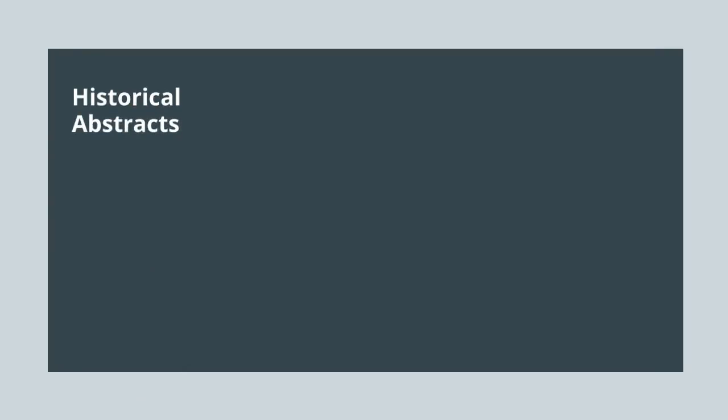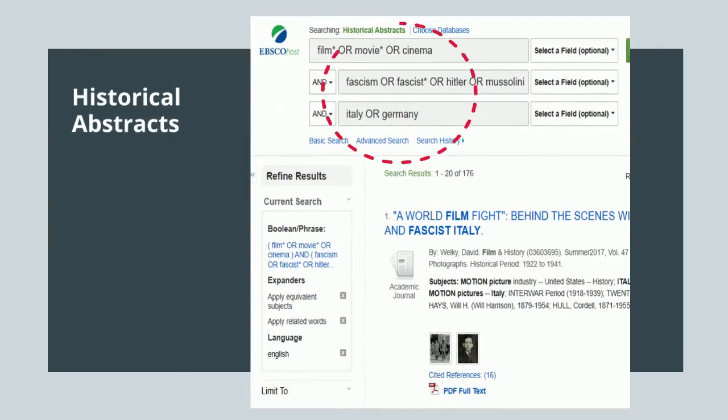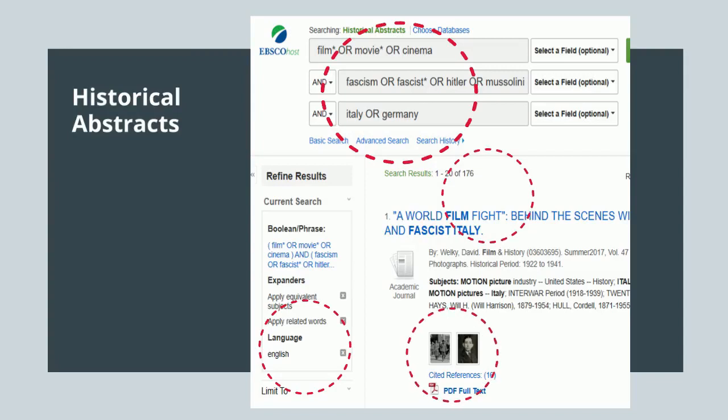In Historical Abstracts, the same search strategy can be used. Limiting to English language is helpful in this case. 176 records are retrieved. Not all are available online, so look for HTML or PDF full text icons.